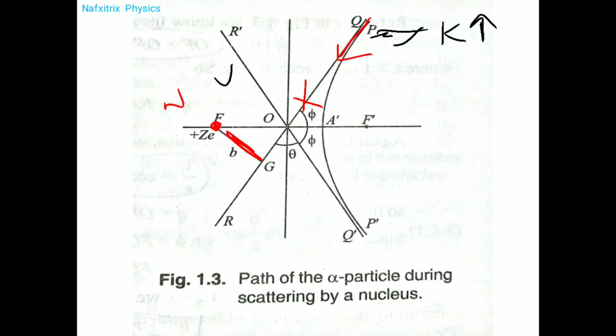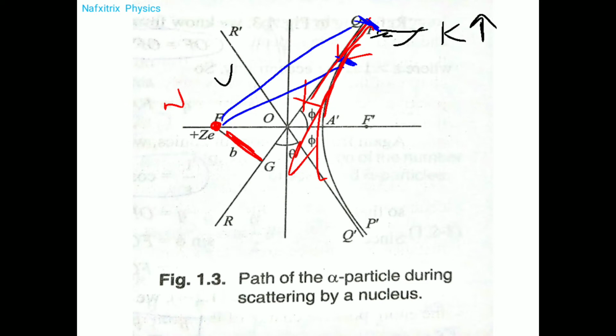Initially, at this point, the alpha particle experiences less repulsive force because it is at a greater distance from the nucleus. But as the alpha particle comes here, it is at a lesser distance from the nucleus. As it is approaching, the distance between the nucleus and the alpha particle decreases, so it starts experiencing repulsive force. That's why, instead of going straight, it is slowly changing its path.